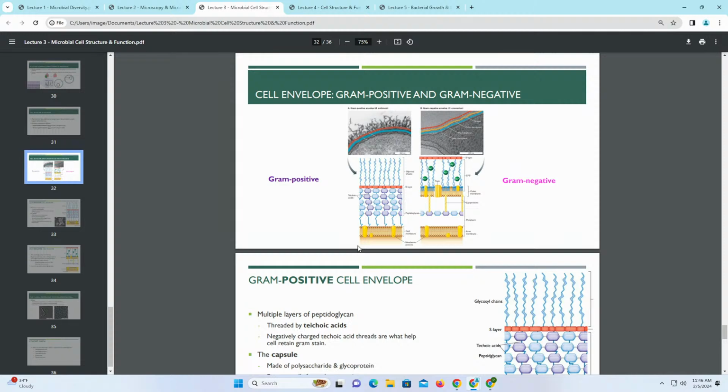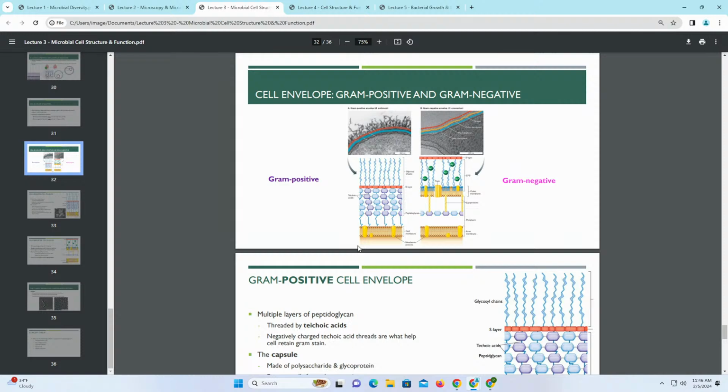Do you guys have a good understanding of the cell wall differences in gram positives and gram negatives? Yeah, I get kind of confused with the gram negative and gram positive. Okay, yeah, we can talk about it.